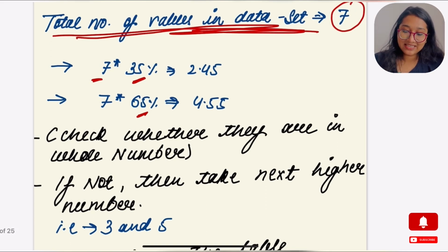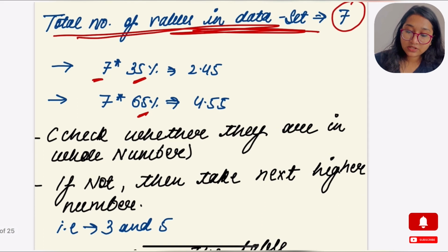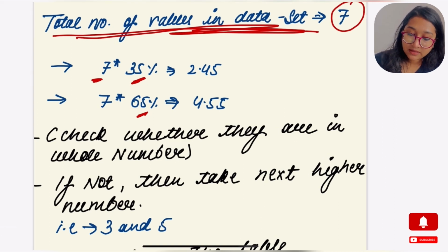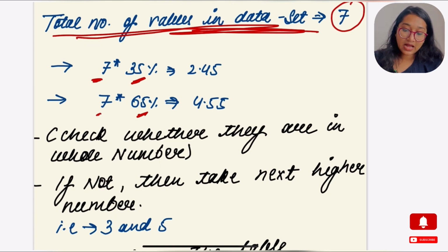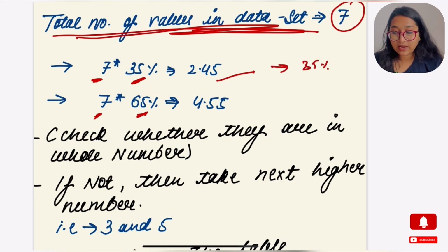So we have to take the 35 percentile of 7, right? Again we have to take the 65 percentile of 7. We get 2.45, which is the 35 percentile, and 4.55, which is the 65 percentage of 7.